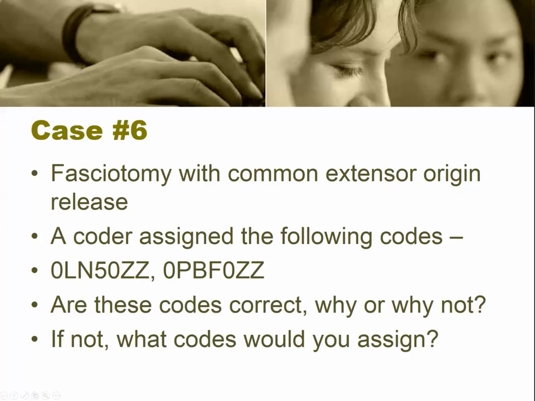For number 6, the patient is having a fasciotomy with a common extensor origin release. This is working on the patient's elbow. The codes assigned by the coder that you're auditing were 0LN50ZZ and 0PBF0ZZ. Are these codes correct? Why or why not? And if not, what codes would you assign?